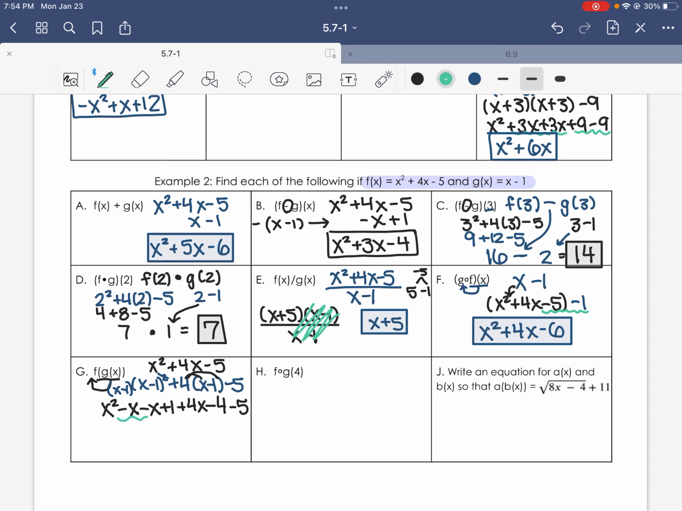I'm going to go ahead and add my x's together. I've got negative 1x, negative 1x, and 4x. Negative 1 plus negative 1 plus 4 is 2x. And then I'm also going to go ahead and add together my constants: 1, negative 4, and negative 5. 1 minus 4 is negative 3, and negative 3 minus 5 is negative 8. And then you're going to keep that x squared in front. It didn't have anything to add to, so it just stays the same. And there you go.